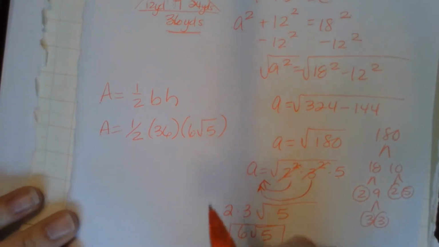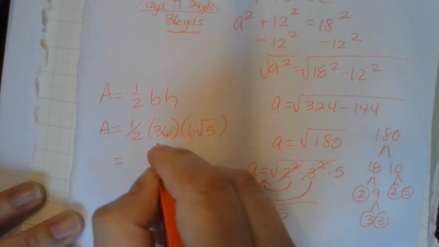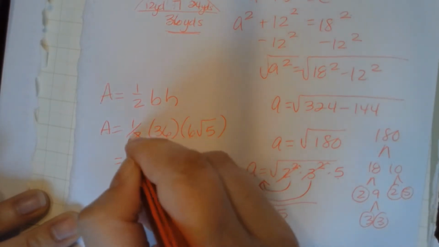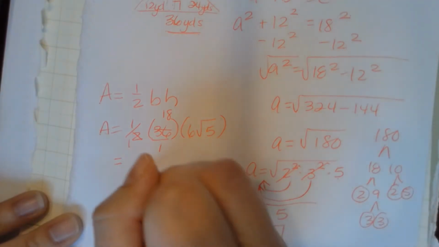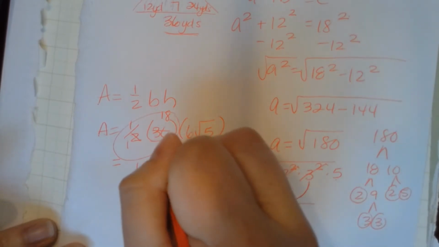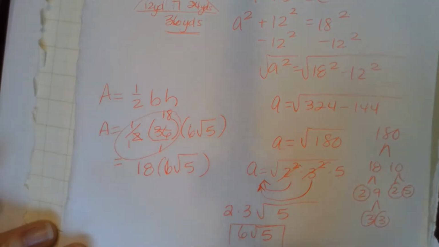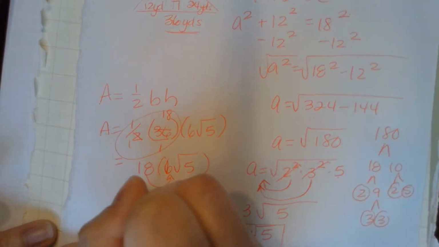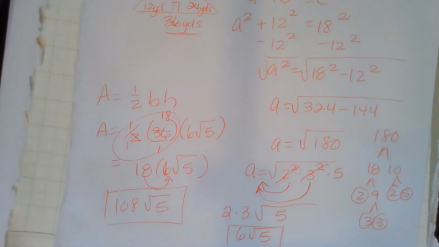Okay, so I can take this, and I've got 1/2 of it. I can go ahead and just do 1/2 times 36 over 1. I'm going to cancel the 2, and it goes into 36 18 times. So all of this becomes 18. And then I'm going to multiply that times 6 square root of 5. From here, all I have to do is distribute. 18 times 6 is 108, and then I just move the square root over, and that is the area.